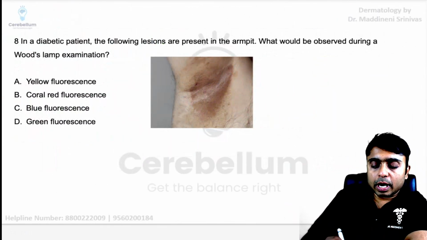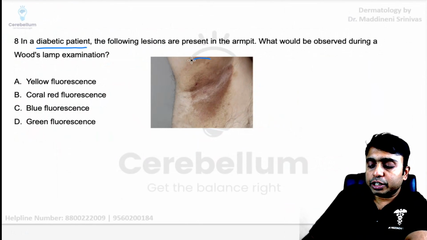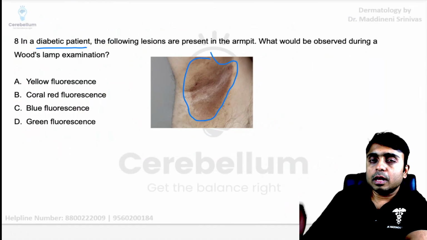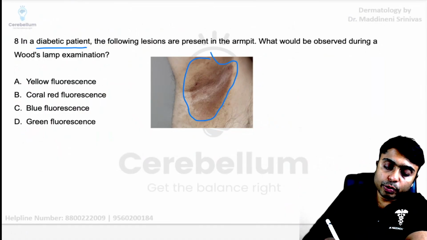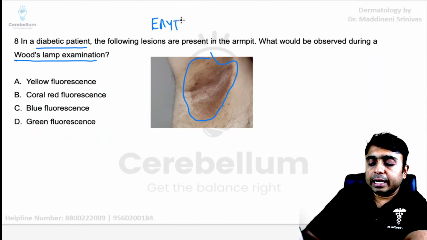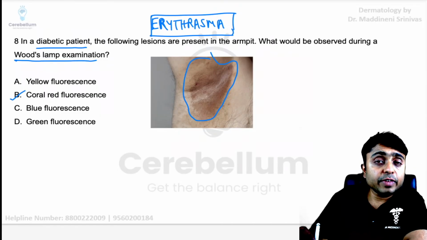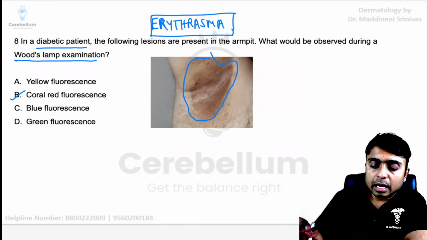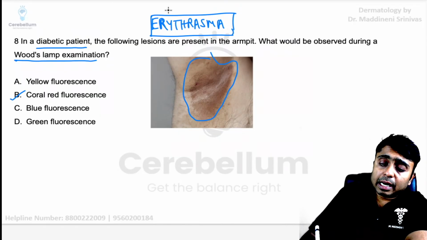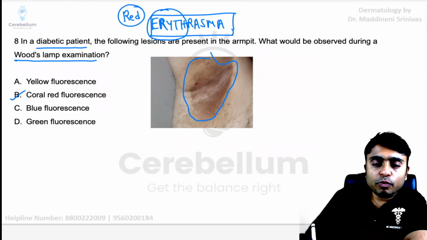This is the next MCQ. A diabetic patient is presenting with hyperpigmentation in the armpit. What would be observed during a Wood's lamp examination? By this time, if you are thinking about the diagnosis erythrasma, you are absolutely correct. On Wood's lamp examination, we are going to see coral red fluorescence in erythrasma. Erythrasma, eryth is red, and the fluorescence is also red.